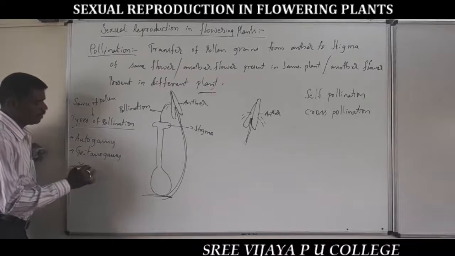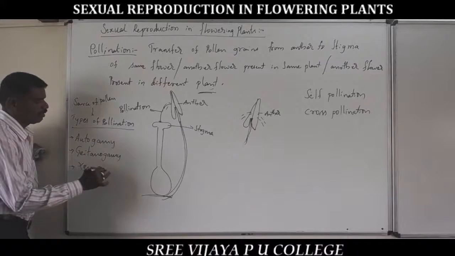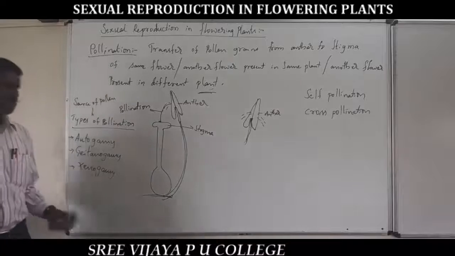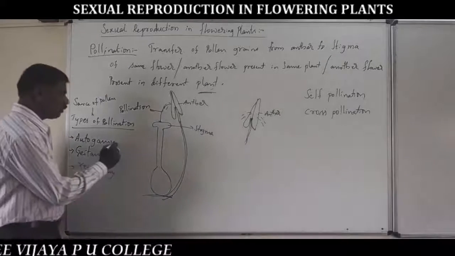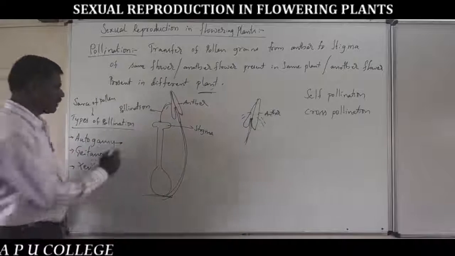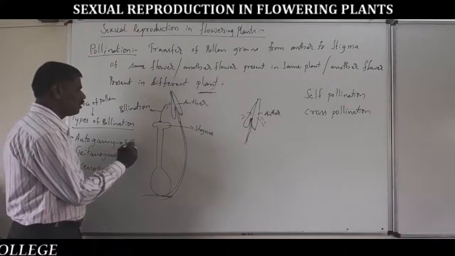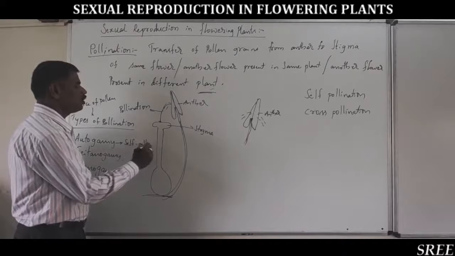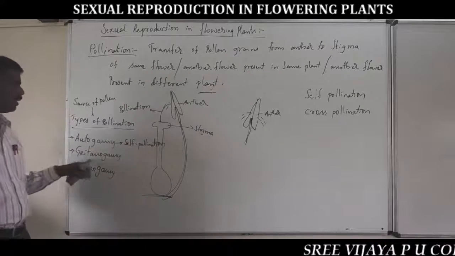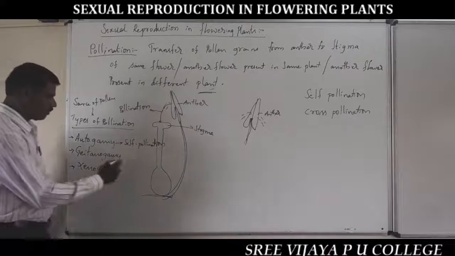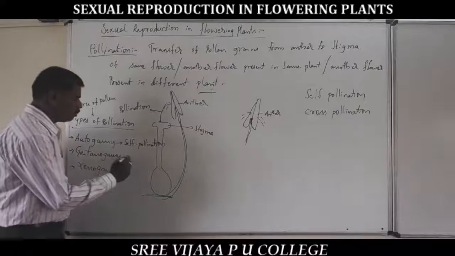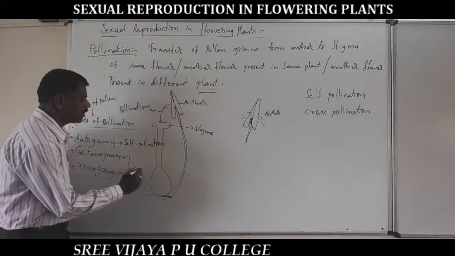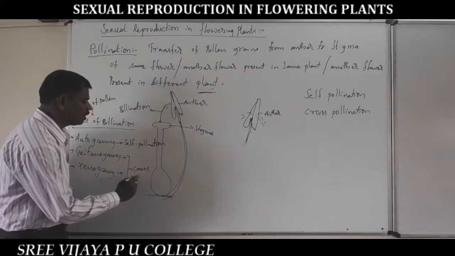Third one is xenogamy. These three are very important types. So that is the first one, self-pollination. The second one is deuterogamy. Third one is xenogamy. Both are considered as cross-pollination.